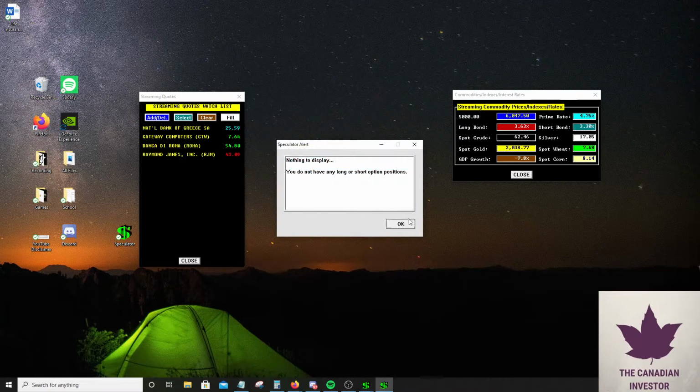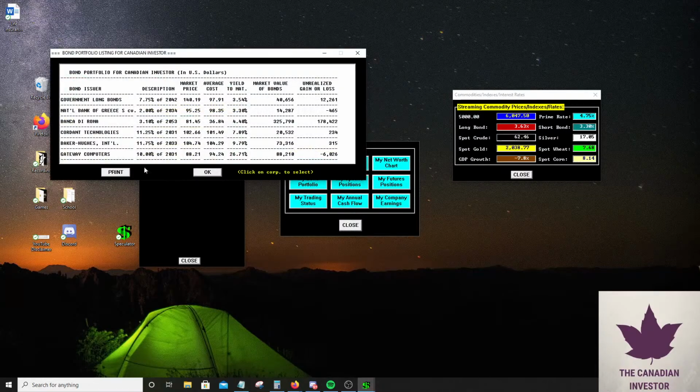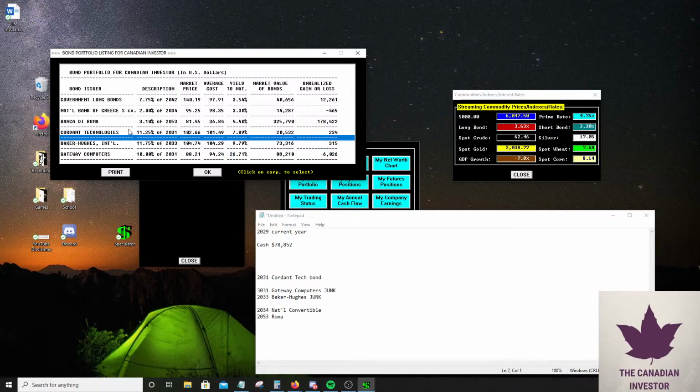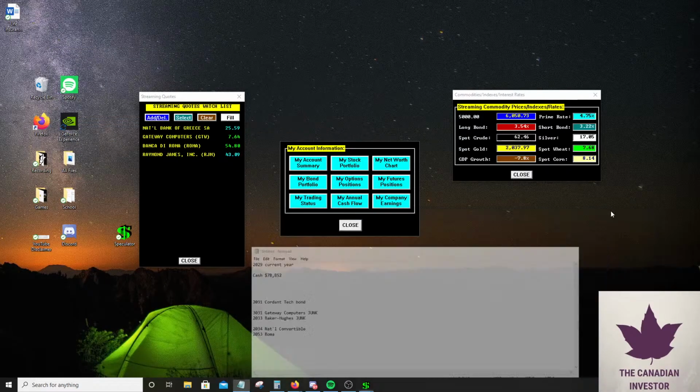How is our junk bond doing? Is it doing all right? Gateway Computers. They're deteriorating. Yeah, not very good for us. Now we can get rid of the Raymond bond because they pay us back in full. We still have our quite high-risk bond right here, but it's actually trading a little bit above what we bought it at, so that's potentially a good idea. This bond is our best performer.